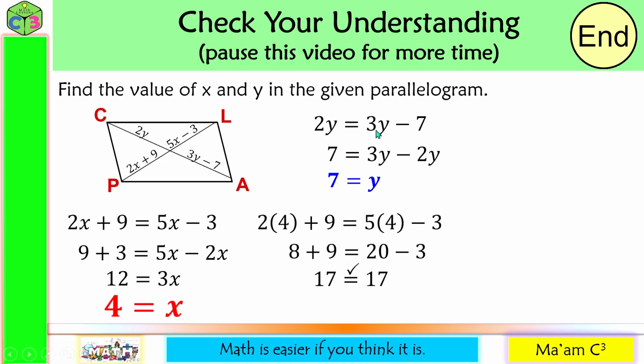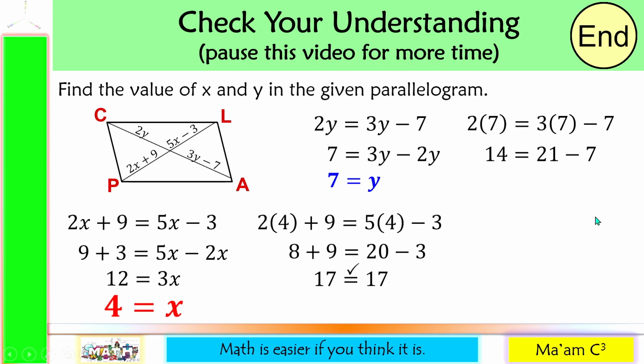Now in here, let us also check this one. Let us substitute 7 in y's here. So 2 times 7 equals 3 times 7 minus 7. 2 times 7 is 14. 3 times 7 is 21 minus 7. And 21 minus 7 is 14. They are equal. Therefore, our answer, y equals 7, is also correct.